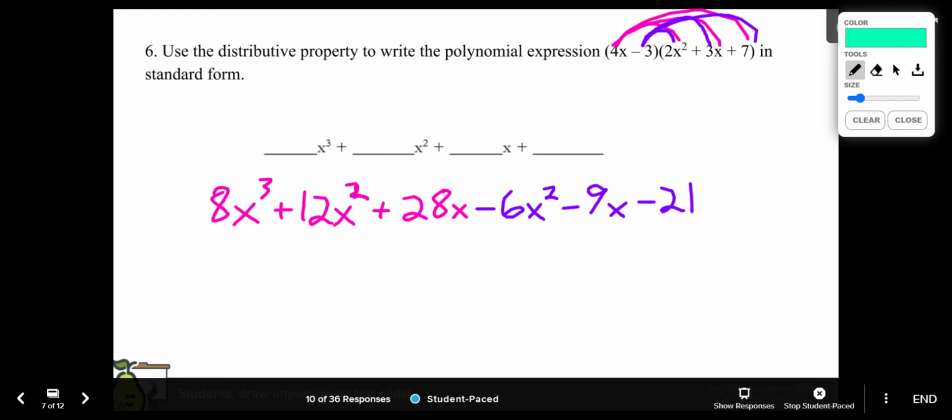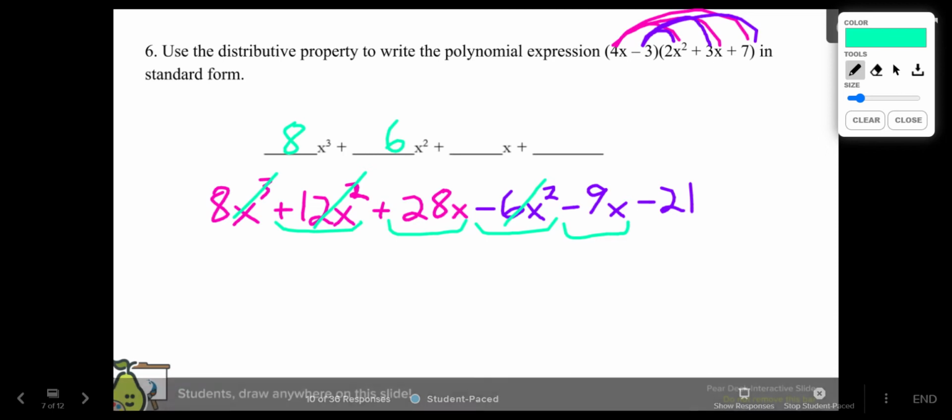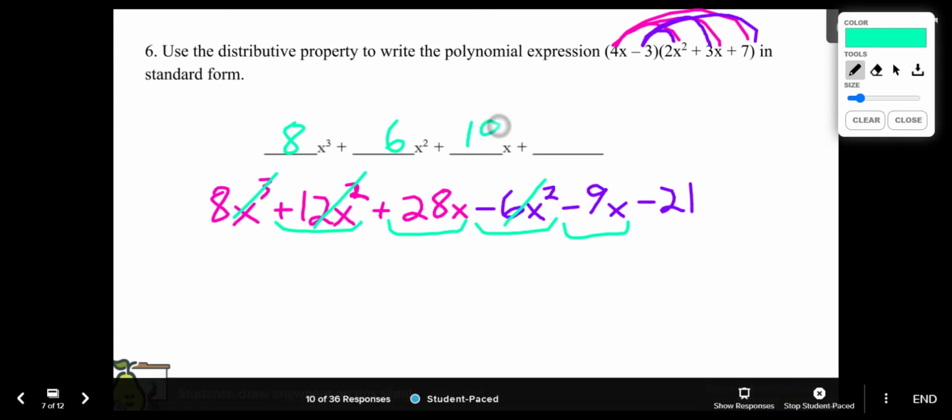Okay, now we're going to combine our like terms. So our highest degree is 8x cubed. There's only one, so just bring it down, or up in this case. Then we have squared. We have this positive 12x squared and this minus 6x squared. So 12 minus 6 gives me 6x squared. Then we have x to the first power, just x. So we have 28x and minus 9x. 28 minus 9 is going to give me 19. And then we only have one constant, so we're just going to write it here. Minus 21.